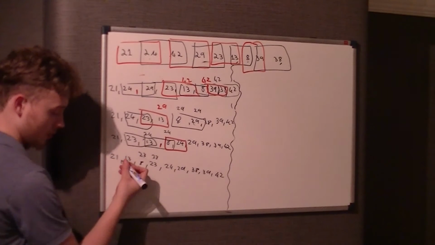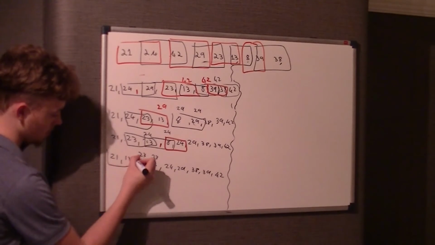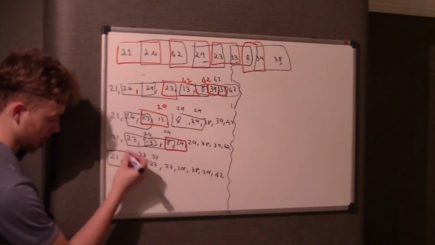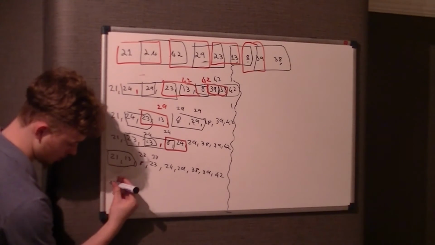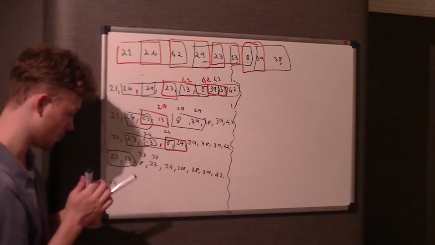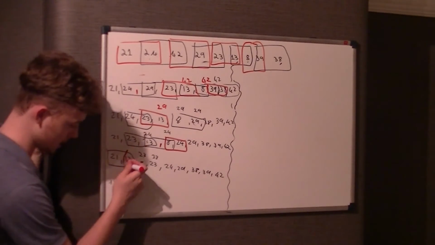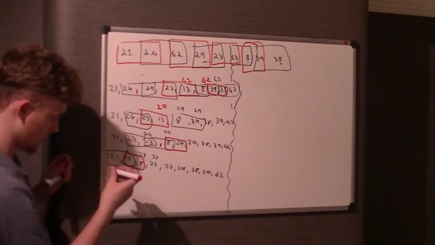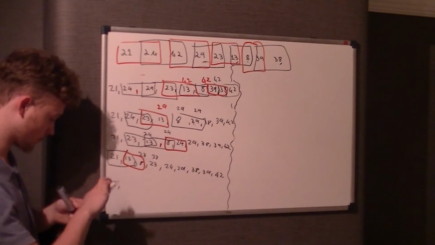Now it's a case of doing the same principle, comparing 21 to 13. Okay, well clearly 13 is smaller than 21, so 13 goes at the start. And then we compare the 21 and 8. Well, quite clearly 8 is smaller than 21, so we write 8 in the next column.